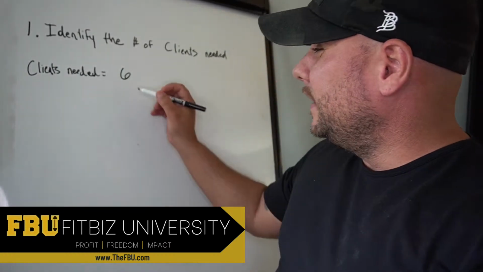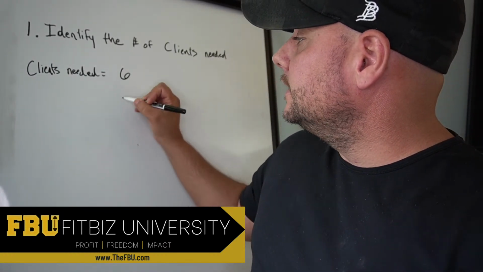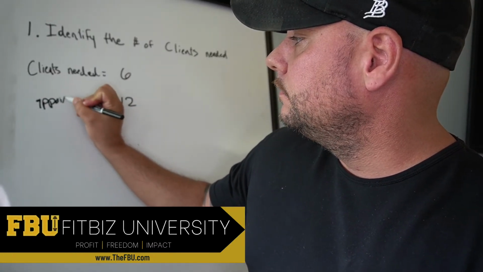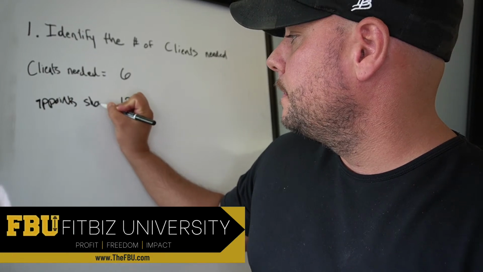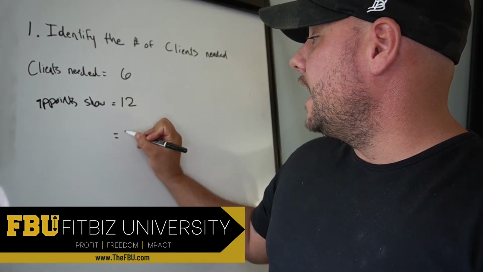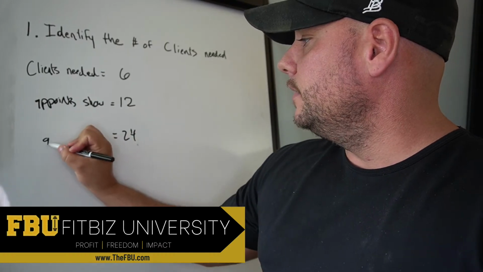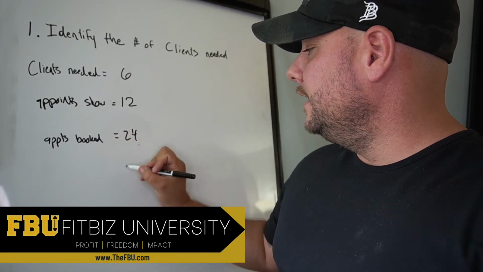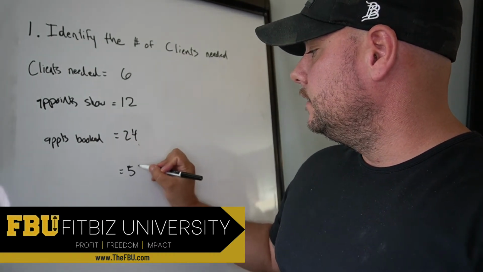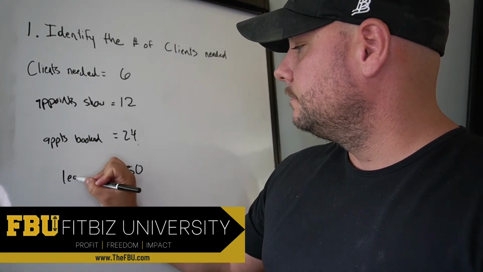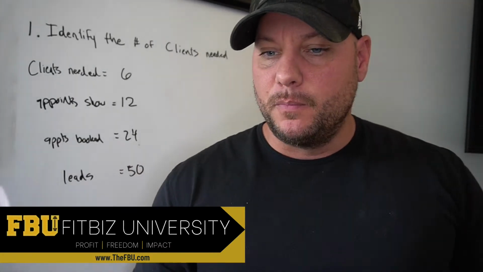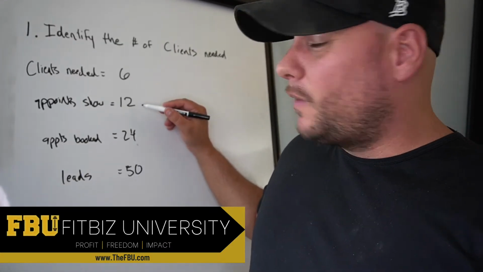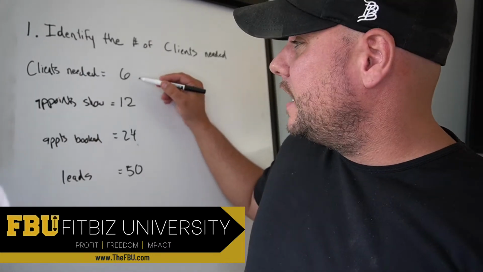I'm talking strategy. So we need 6 clients, which means I need to have 12 appointments show. Okay, which means I need to have 24 appointments booked, which means that I need to have 50 leads. Okay, pretty simple. You get 50 leads, half of them schedule an appointment, we're at 24, half of them show up for the appointment, we're at 12, I close half of them, we're at 6.